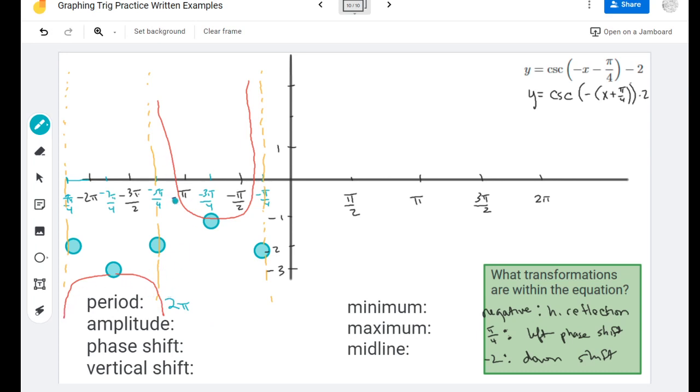These don't have amplitudes because they continue forever up and down. They don't have minimums or maximums because of that. I don't really know if these things have a midline. I mean, if it does, it's at negative 2, but the function doesn't ever get there. So I'm going to say there's no midline. I'll be honest, I'm not 100% sure on that. In terms of our phase shift, we went to the left by pi over 4. And in terms of our vertical shift, we went down by 2.